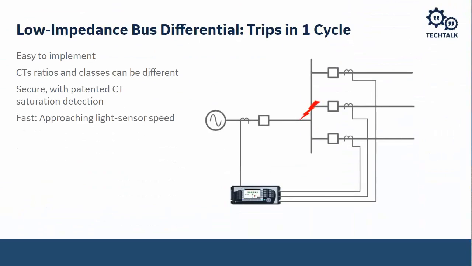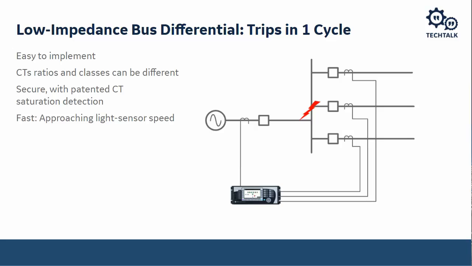So, what are our other options? A low impedance bus differential. The low impedance bus differential incorporates the best of all of these worlds. It's fast, it's fairly easy to implement. The CTs can be different ratios, and different classes. The CTs can be used for other elements. So if you have a feeder protection relay, that CT can be shared in both relays without an issue. It's secure.